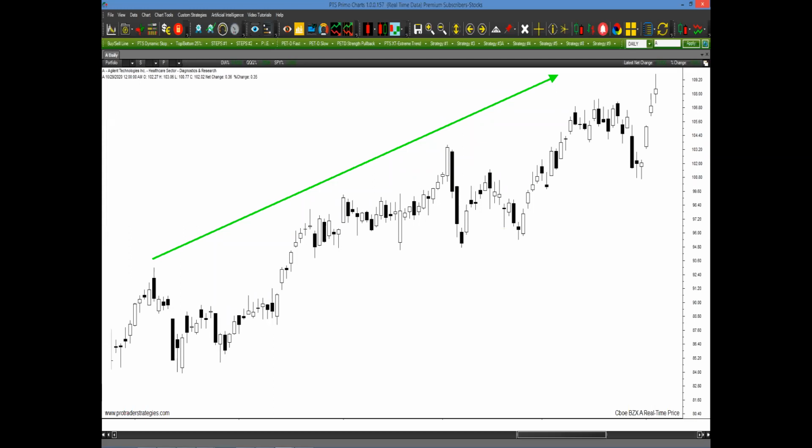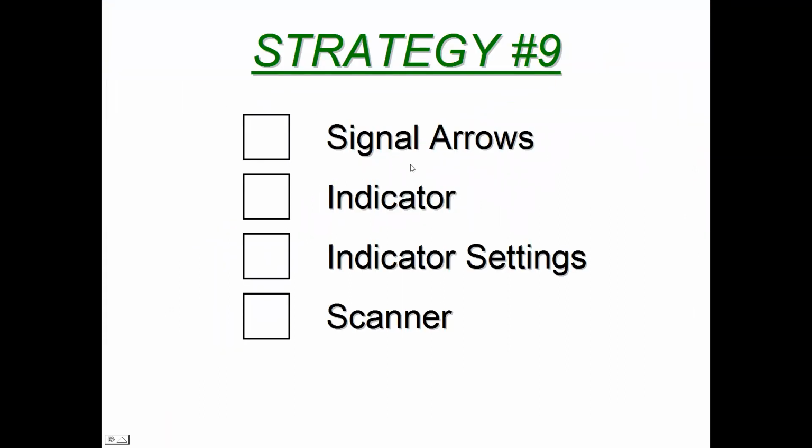We developed the PTS Primo Charting Platform to help educate you so that you can check your work. So here's what you do. On the platform, in the green strategy tab where all our methods are, click on strategy number 9. In the drop-down menu here, click on signal arrows. And now you can check your work.